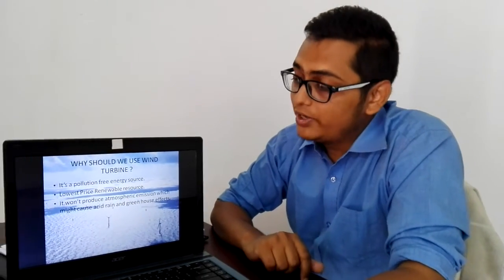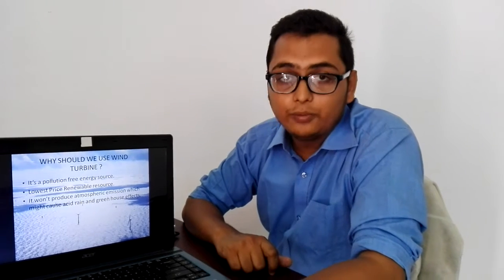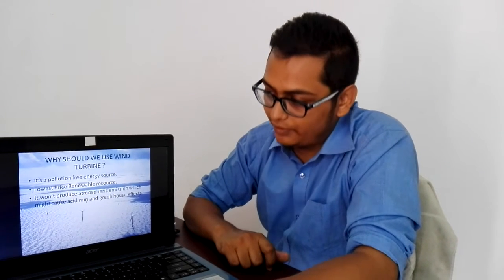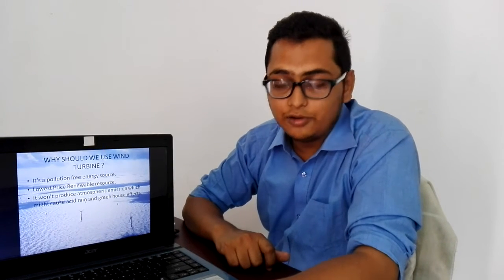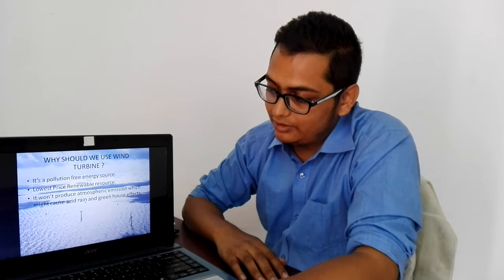And why should we use a wind turbine? We should use a wind turbine because it is pollution free. It is the lowest price renewable energy, and it won't produce any waste byproducts when producing electricity. For example, there will be no emission of greenhouse gases or acid rain. So it is completely environmentally friendly.